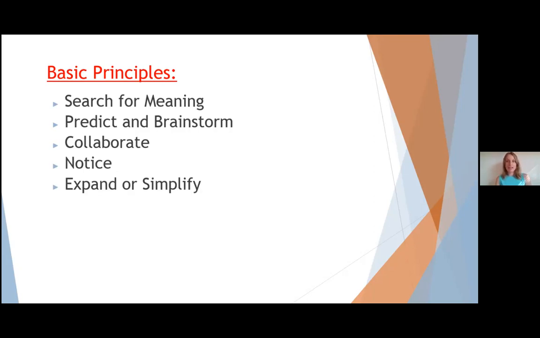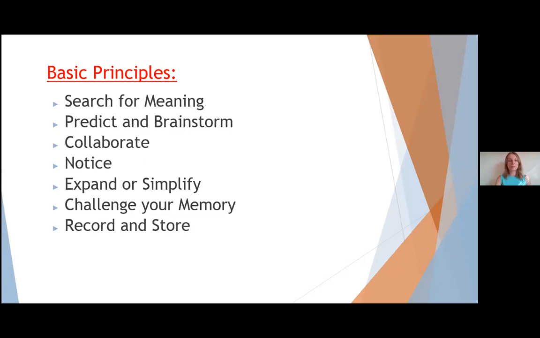Expand or simplify the task depending on the level. So if you have a mixed level group, for stronger students you can expand the task, make it more challenging, and for slower students, you can just simplify it. Don't forget to challenge your memory, because memory is the cognitive process which enables our learning, so developing memory is a good idea. Record and store different collocations and chunks in a good way. Now we have a lot of interesting ways to record and store chunks, namely Quizlet, and others, not just copybooks. And revisit, come back to the tasks which you have already done.